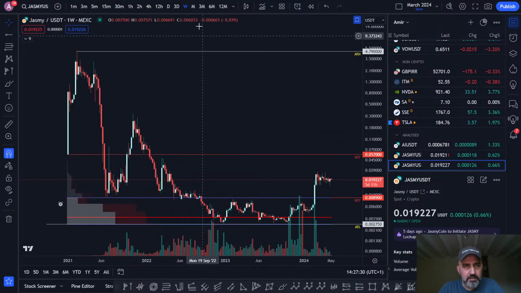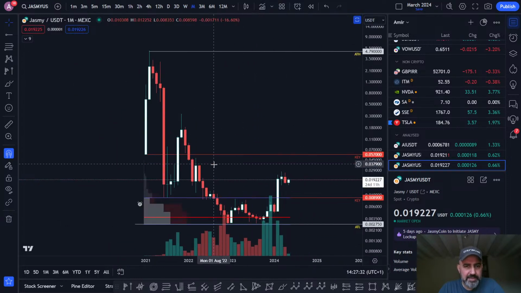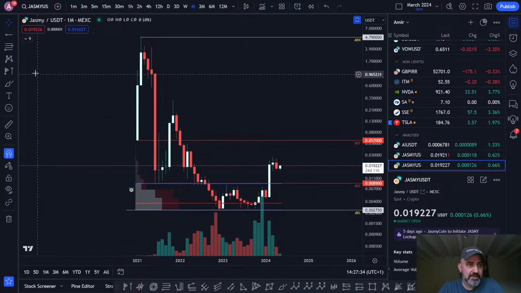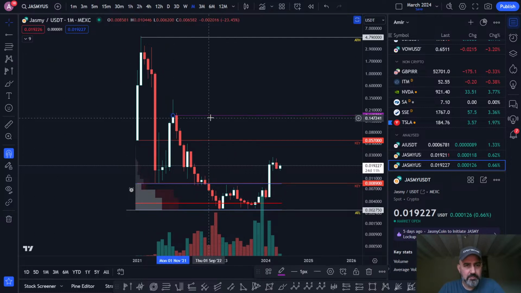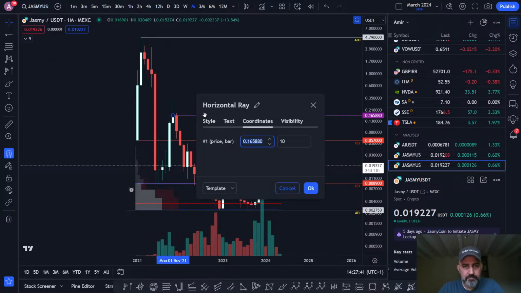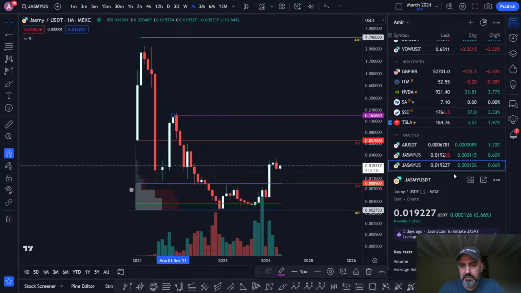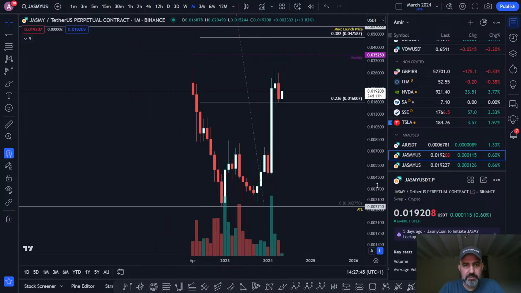Right. So back to the monthly. All right, yeah. So there's that monthly level there. There's another monthly level here. I'm just going to copy the data across, actually.